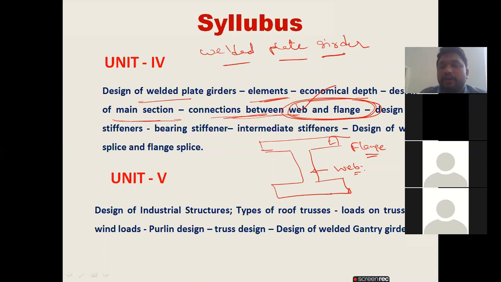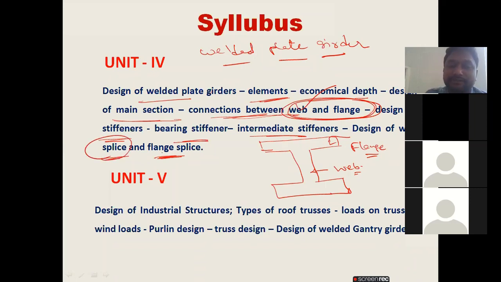Okay, so already we know this one, but what is the connection between the flange and web, especially when you are designing a welded plate girder? That is the most important thing: how to design. As well as we have to design the stiffeners, bearing stiffener and intermediate stiffener, and the design of web splice and flange splice. These two also we have to design.